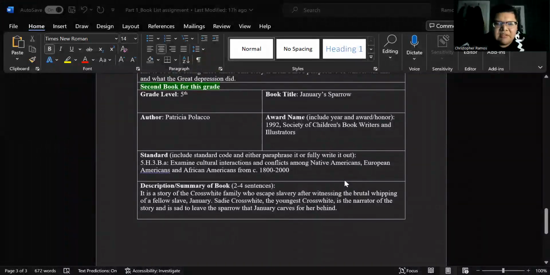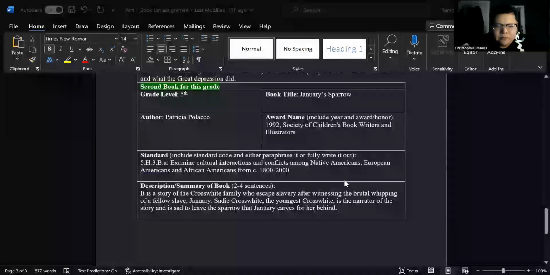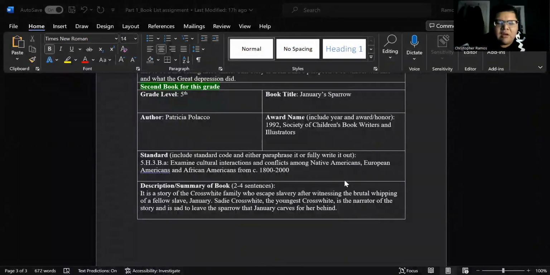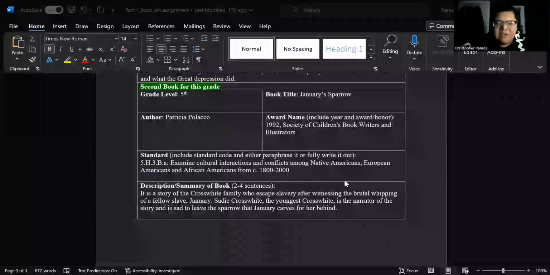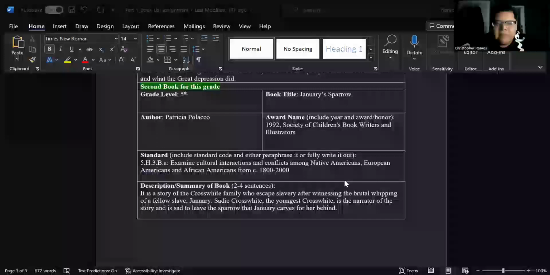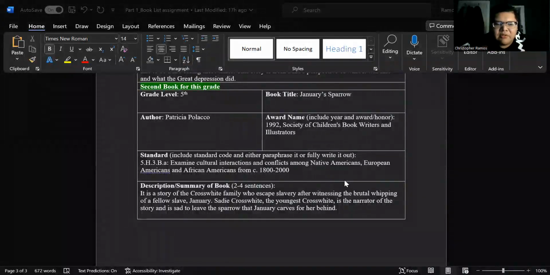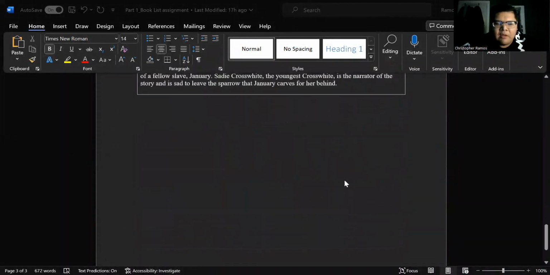What this book basically focuses on is how they escaped slavery, and how it brings conflict amongst the Native Americans, and how that came to be, and the story of how they escaped from slavery after witnessing the brutal whipping of the fellow slave. So that basically covers the book and the whole experience of what that person was going through.